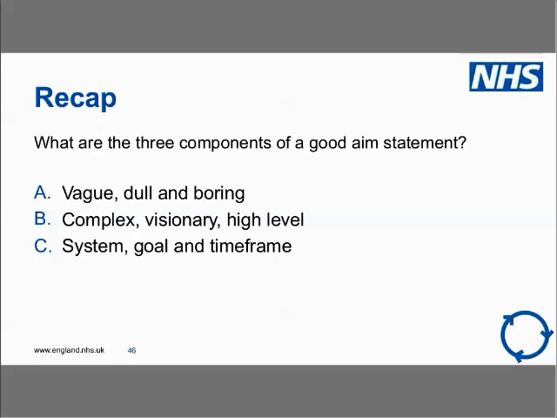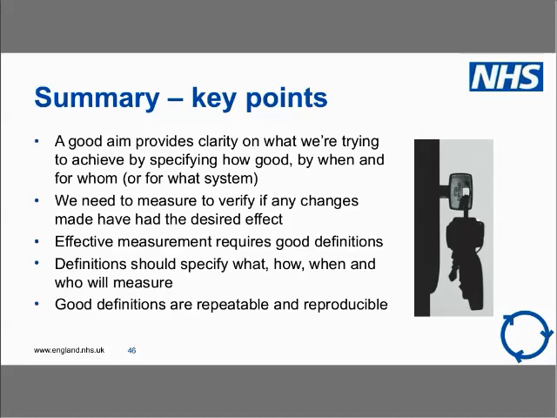So perfect, I think. So that brings us to the end of the presentation bit. We'll see if we can pick up those questions. But just to summarise, what have we done? A good aim provides the clarity on what we're trying to achieve by specifying those three things we've just done. How good, by when, and for whom. If we measure, we can verify if the changes we've made have had the desired effect. It doesn't have to be complicated, but effective measurement requires some good definitions, and they should tell us what to measure, how to measure, when to measure, and who will measure it.